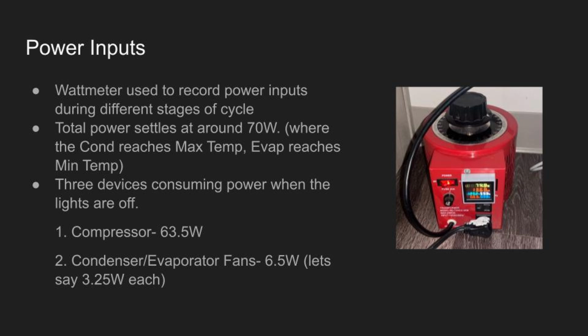I started off my measurements with looking at the electrical power inputs, using this watt meter pictured here. I found that the refrigerator settled out to around 70 watts of power draw. I also saw that in a certain state of the refrigerator's power cycle, it would have the evaporator and condenser fans on with the compressor off. This drew about 6.5 watts, so since the condenser and evaporator fans are similarly sized, we'll say these drew 3.25 watts each.